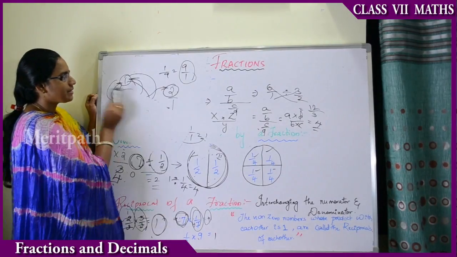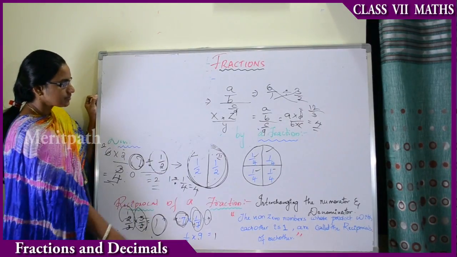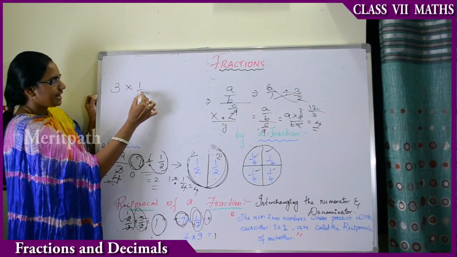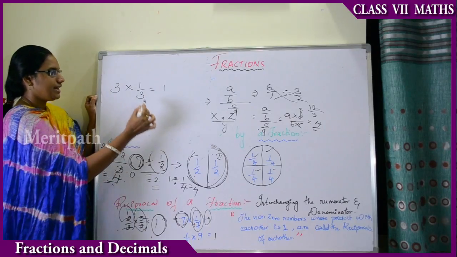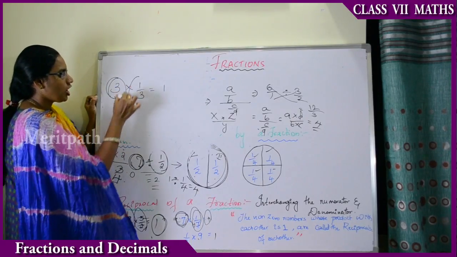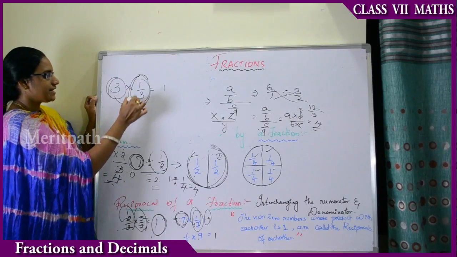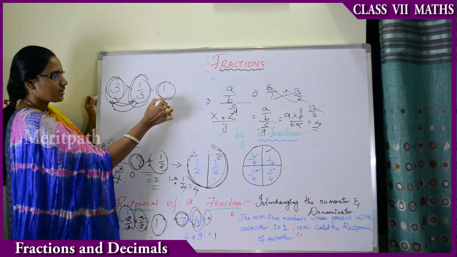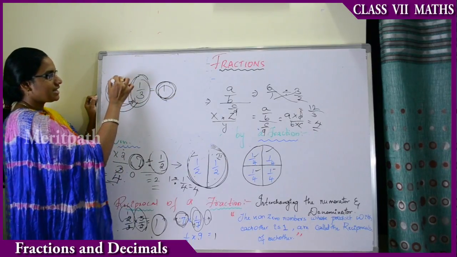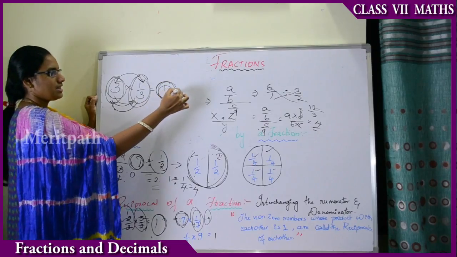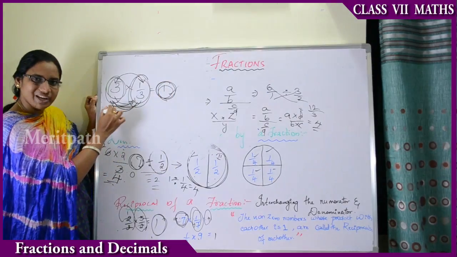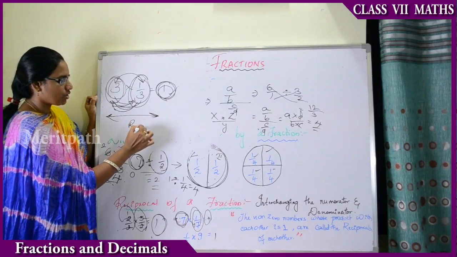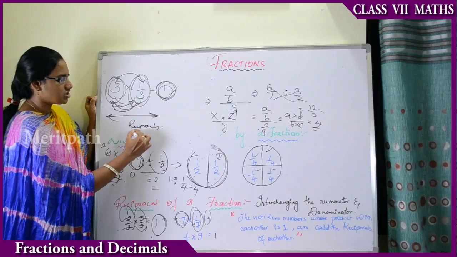Let us take one more example. If I take 3 and multiply it with 1 by 3, I am getting the answer 1. That means 3 is the reciprocal of 1 by 3 and 1 by 3 is the reciprocal of 3, vice versa. Why? Because the result of multiplying these two numbers is 1. So these are reciprocals of each other. I hope you are clear with this point, that is reciprocals of fractions.